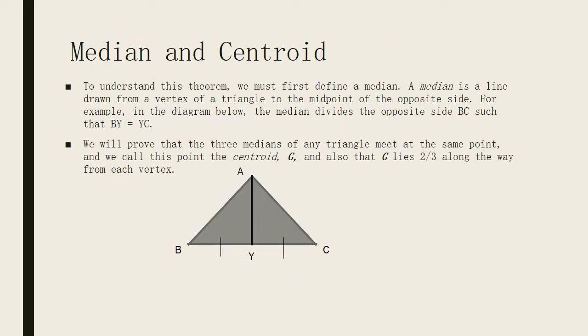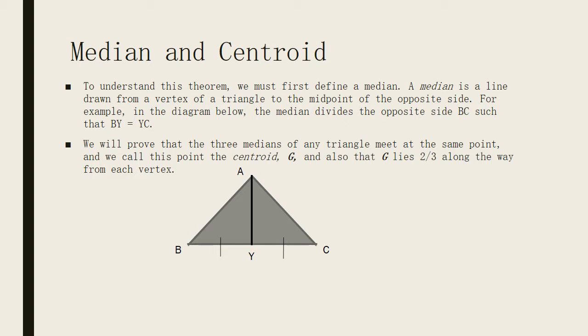So, in order to understand the statement of the theorem, you first have to know what a median is and also what a centroid is. A median is the line drawn from a vertex of a triangle to the midpoint of the opposite side. Obviously, since there are three vertexes in a triangle, there are three medians in any triangle. So, for example, in the diagram here, AY is the median from vertex A, and it divides the side BC such that BY equals YC.